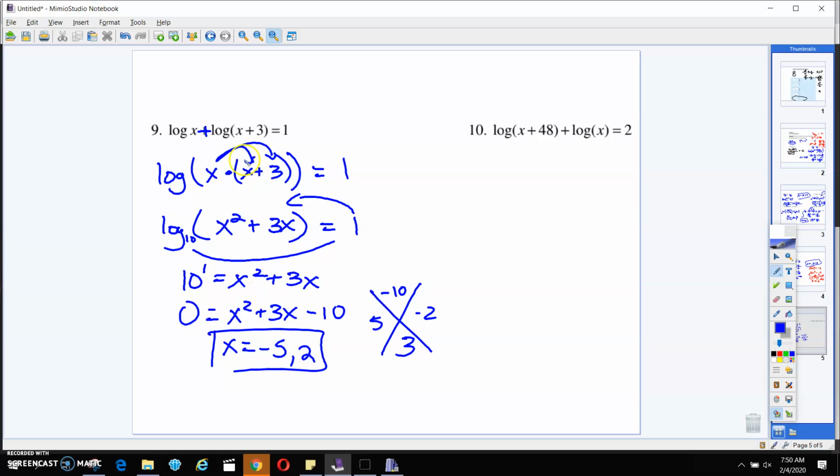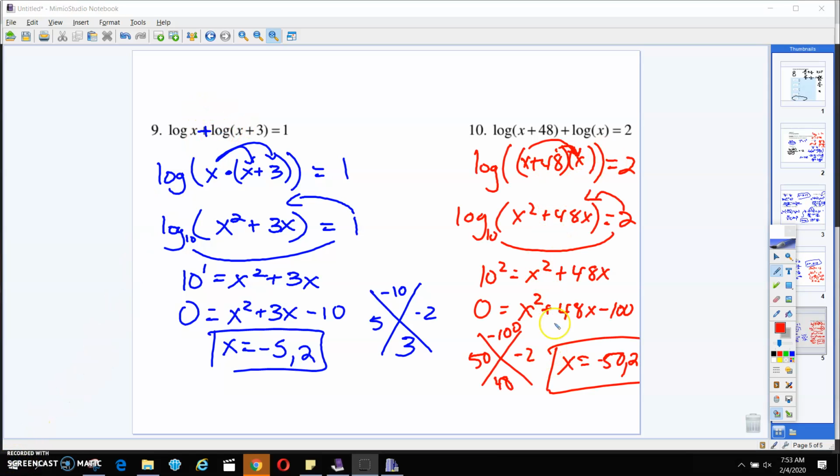I would check and make sure that both of those work. I can't think of an instance where it wouldn't work, but just in case. So just to check your work on 10, the answers are going to be negative 5 and 2. You can pause this video to check the work.